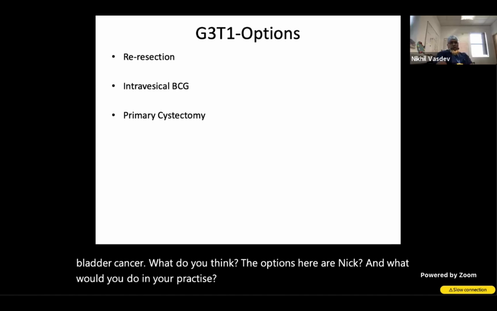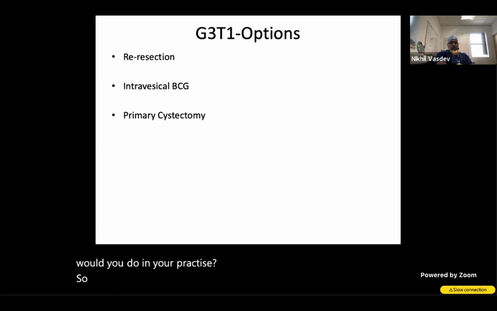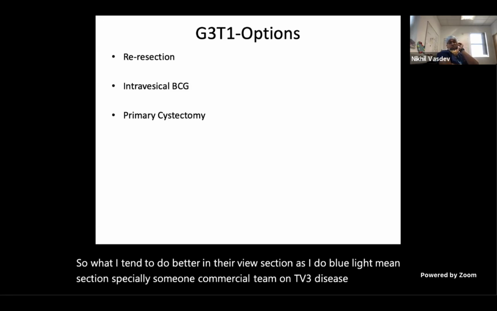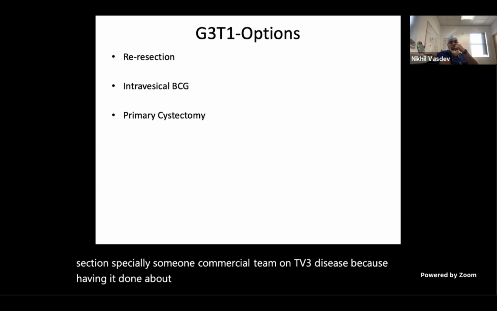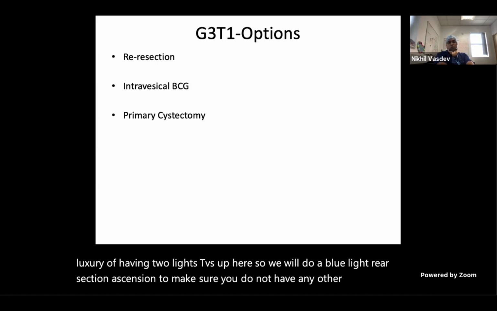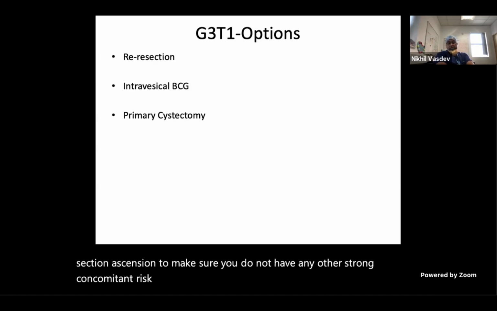So what I tend to do, Bhavan, in the re-resection is I do blue light re-resection, especially if someone's got initial T1, G3 disease. Now this is slightly anecdotal evidence, but we do have the luxury of having blue light TURBTs up here. So we would do a blue light re-resection essentially to make sure that you do not have any additional concomitant risk factors, such as carcinoma in situ present, which can be present.